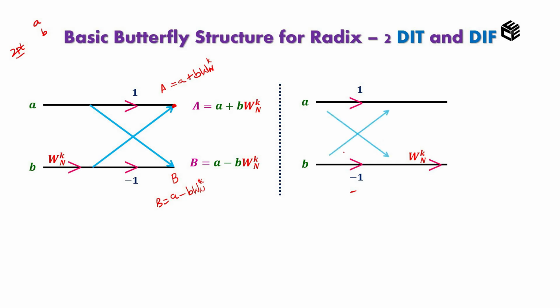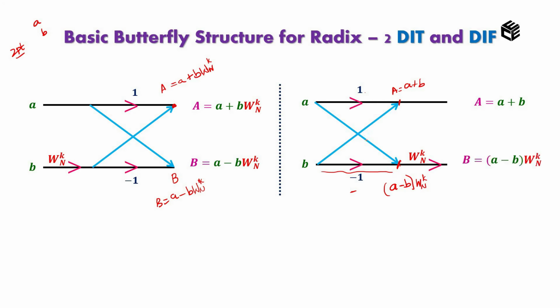Now I am going to cross these 2 inputs. So my first answer, A, is equal to A into 1, which is A, and here plus B. So my answer is A plus B. And here what will be my answer? At this point the first line's output is A, and this line is B into -1, that is minus B, correct? And it is multiplied by the twiddle factor at the output side, Wn to the power k. So the formula for B will be like this.